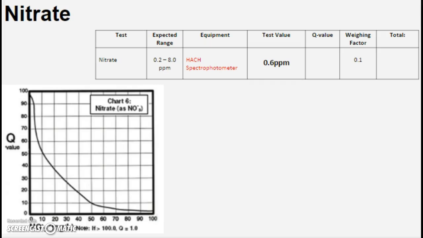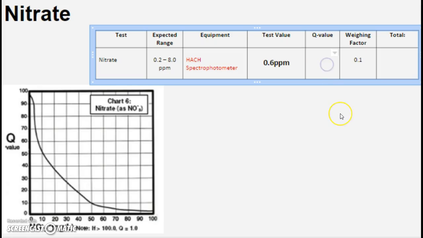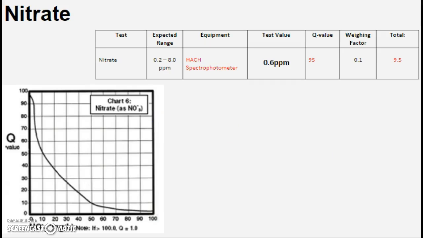Moving on, nitrate. Nitrate has a test value of 0.6 parts per million. Once again, that's really, really close here, 0.6. I'm going to call this value all the way up here, 94, 95. It's pretty high on the rank in the scale here. So we'll go with 95 for that one as well. 95 times 0.1 is 9.5. And that's our 5th test.